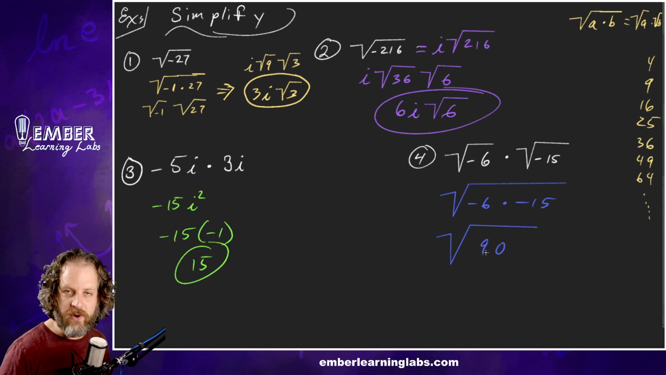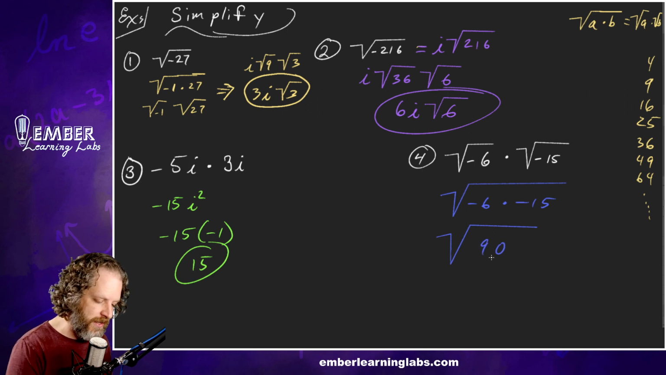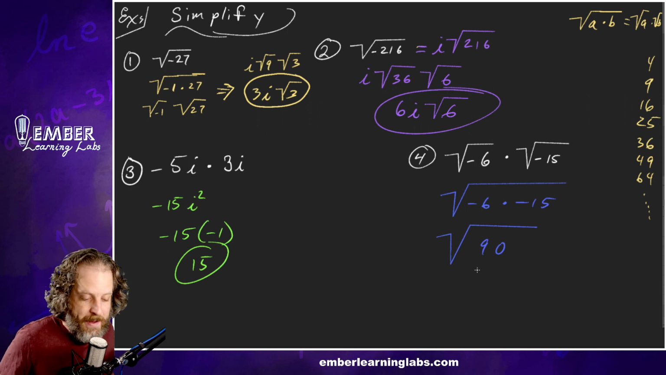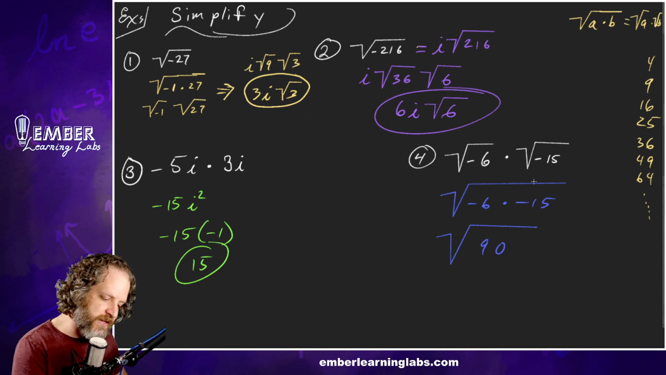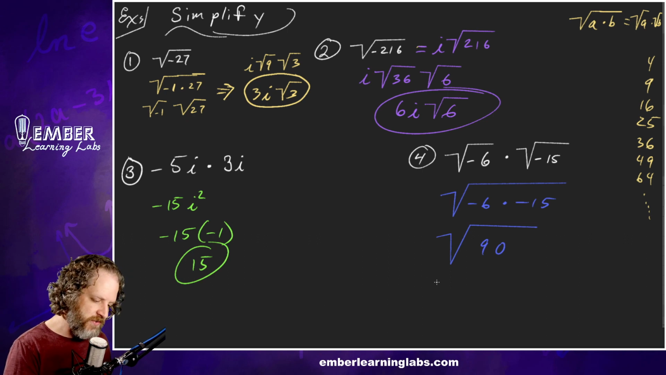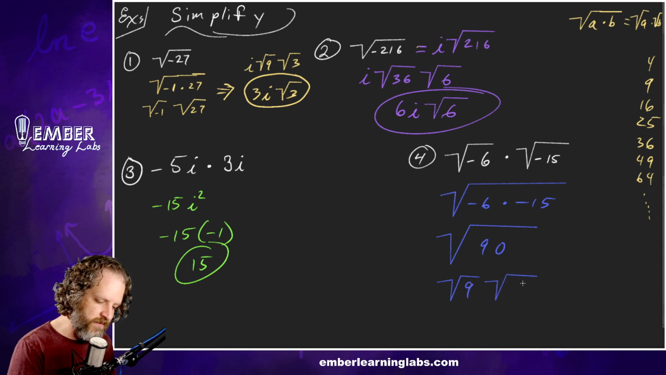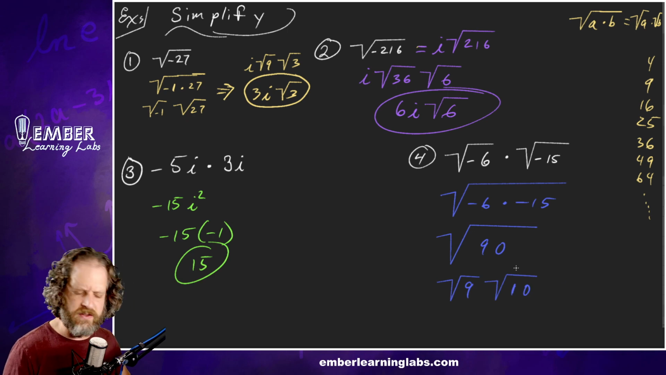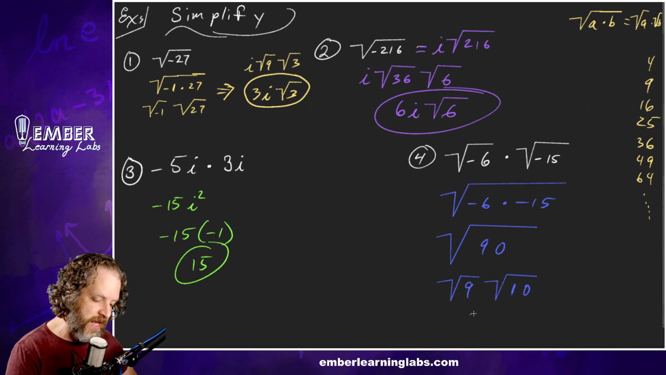Are there any perfect squares that go in? Are there any perfect squares that go into 90? Yes, of course there are. 9 goes into 90. So let's turn this into the square root of 9 times the square root of 10. Are there any perfect squares that go into 10? 9 doesn't, 4 doesn't, nothing does. The square root of 9 is 3, so this will turn into 3 times the square root of 10.